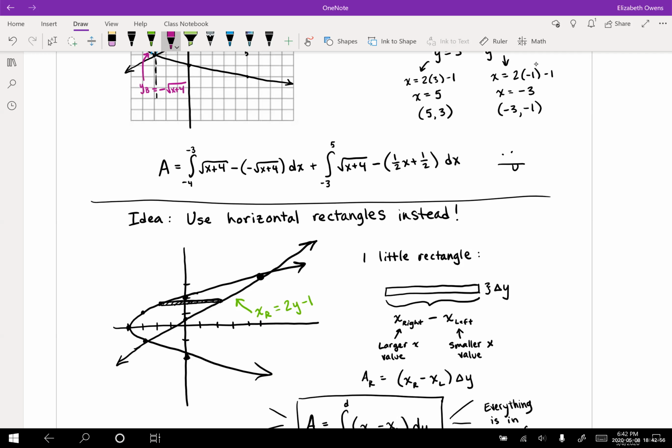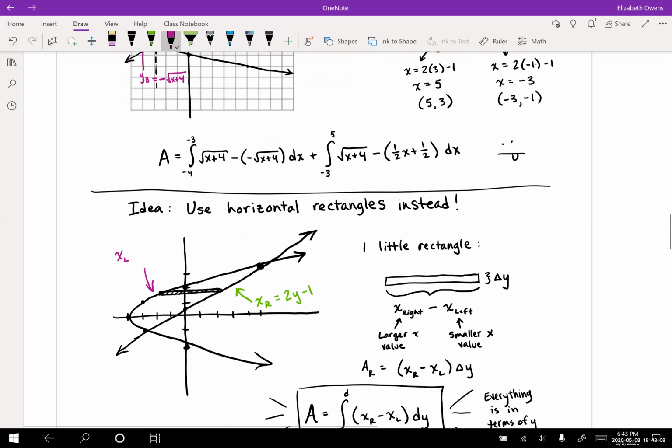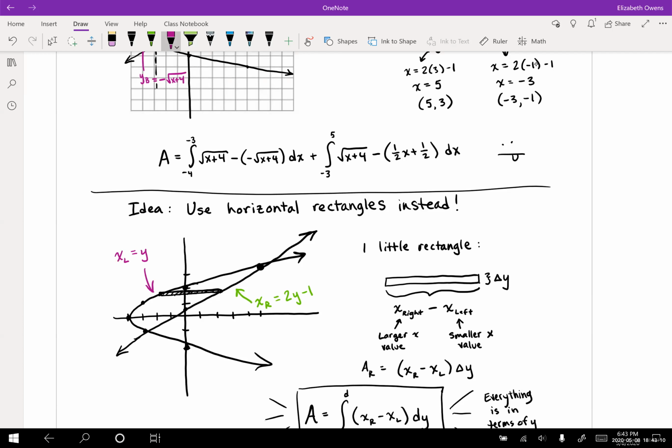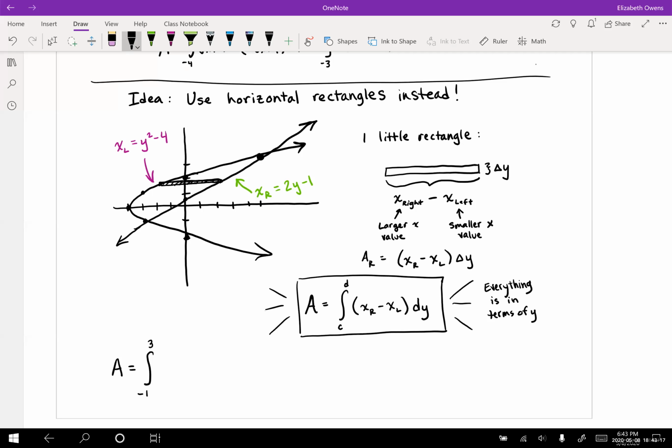And then our function that's on the left with the smaller x values, xl, is the parabola, and that's y squared minus 4. Okay, so when we set up our integral here, we're going to take 2y minus 1, xr, minus y squared minus 4, and integrate with respect to y.